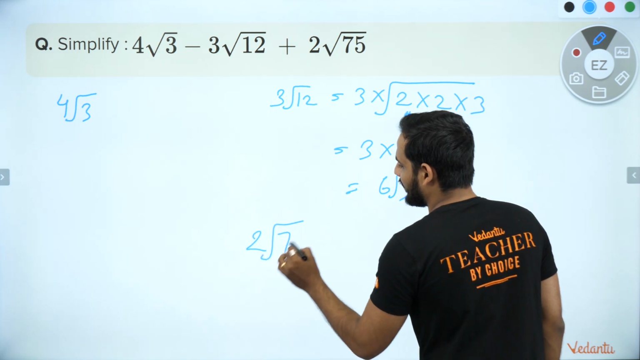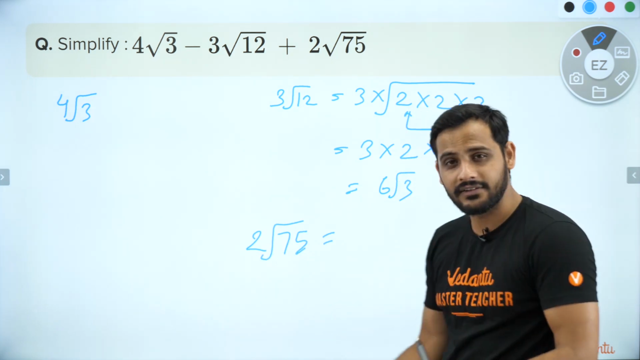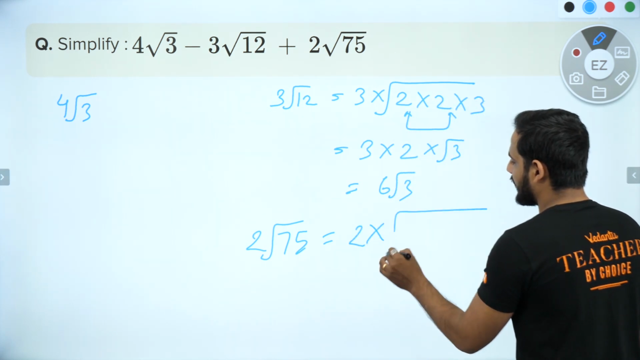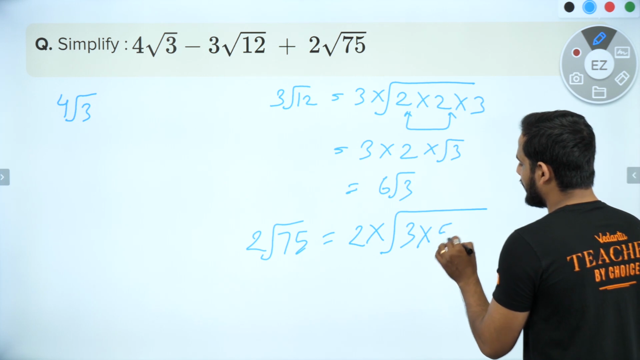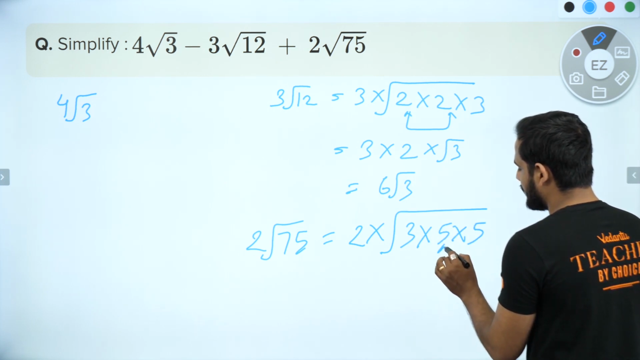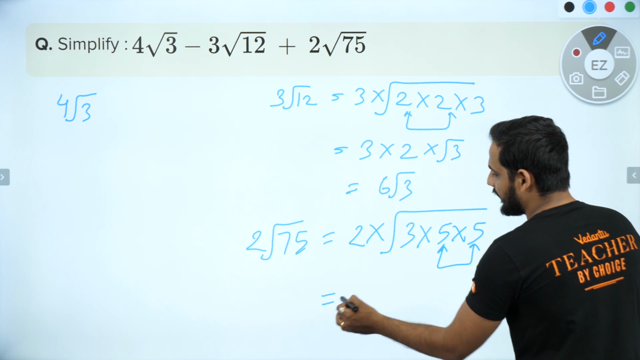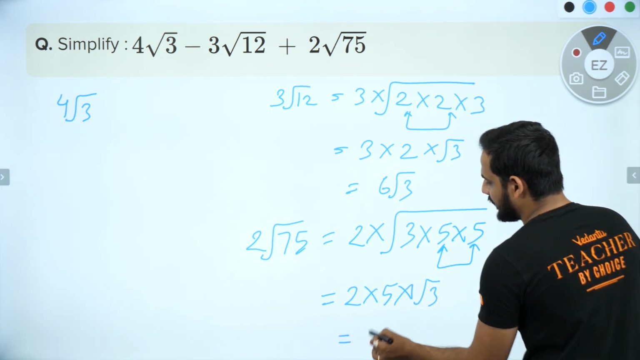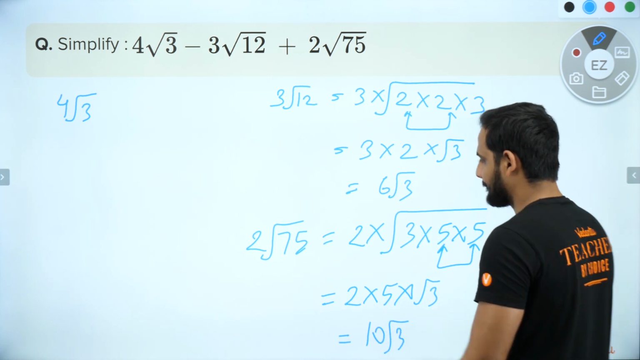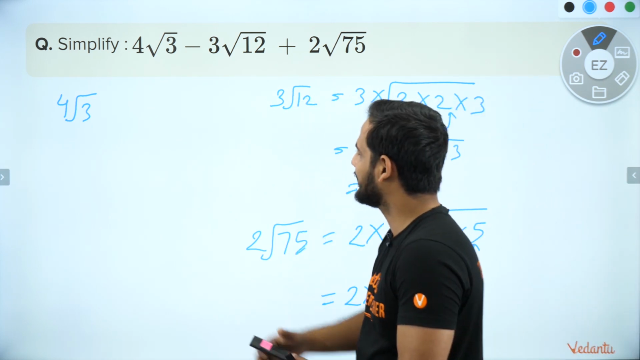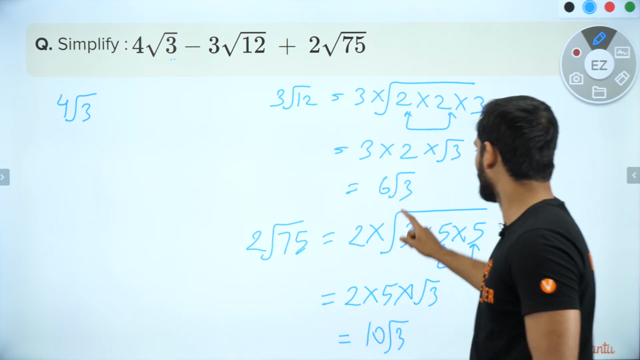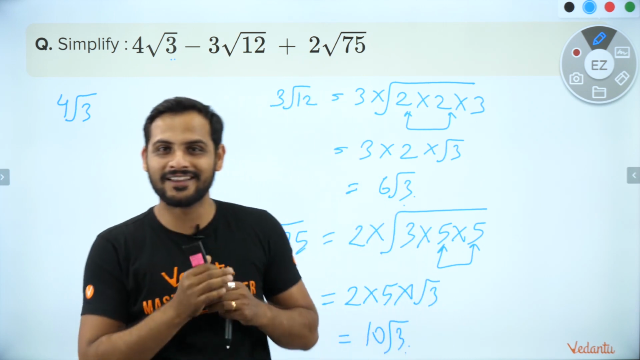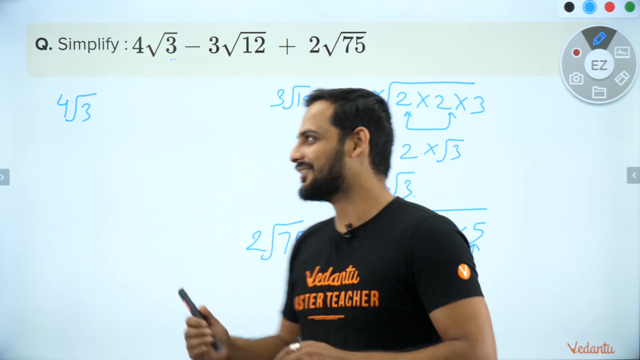2 root 75, again prime factorization of root 75, correct? So 2 into root 75 will become 3 into 5 into 5. As you can see, this 5 will make one pair, so you will be getting 2 into 5 into root 3, that is 10 root 3, correct? So now the magic is, see, root 3, root 3, root 3. The things which we cannot see with the naked eyes, we can see after simplifying it, correct? So this is what we have done.